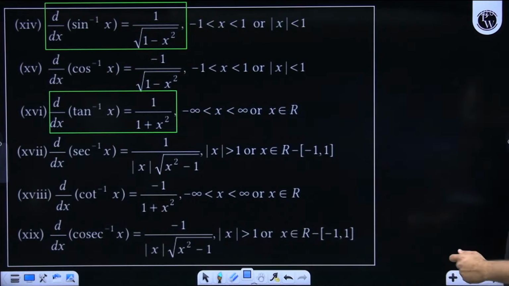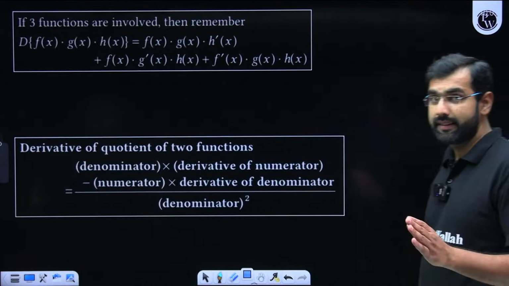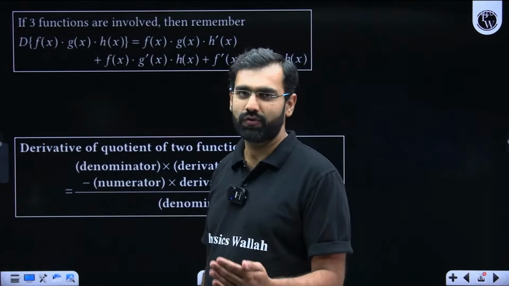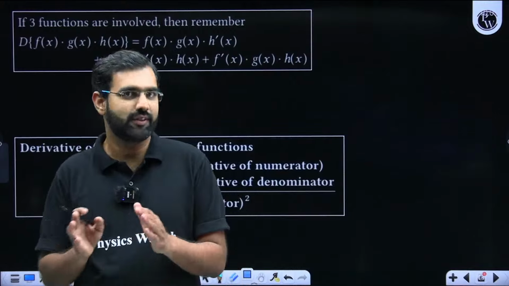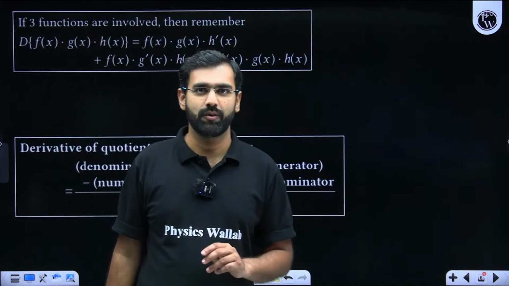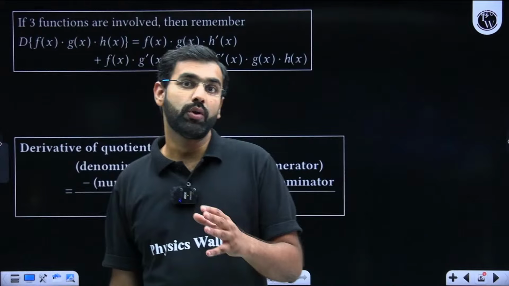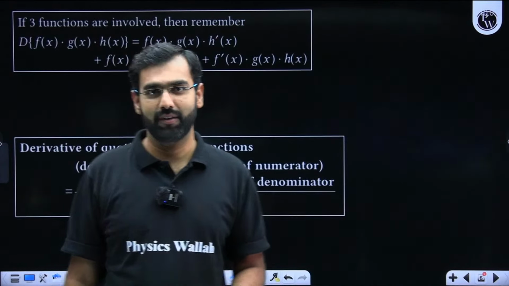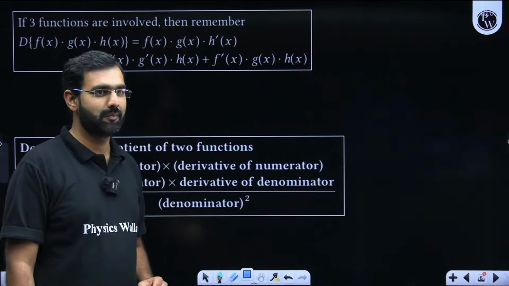Now from here, when I move ahead, there is something very crucial. We know the product formula for the derivatives. If f of x into g of x is given, we know the product formula. But what if there are more than two functions as a product? Then what do we do? The idea is really simple here, students.